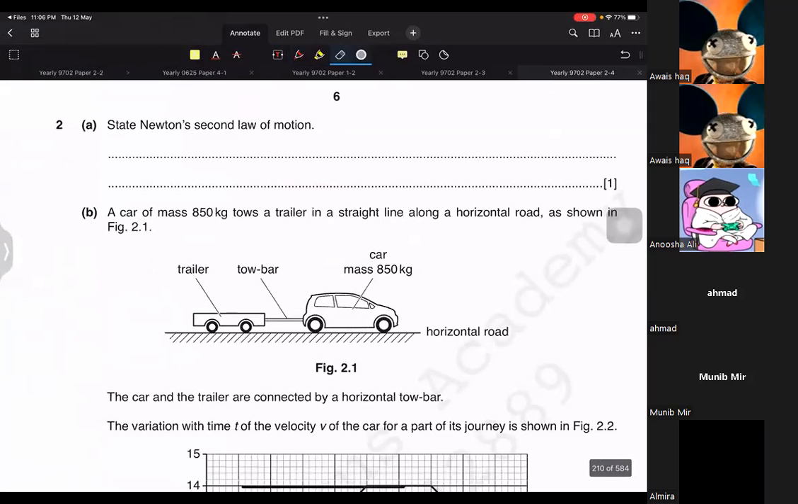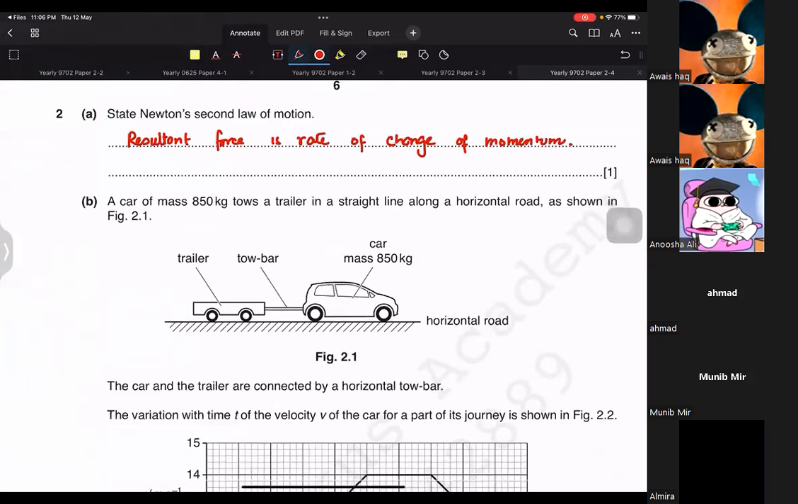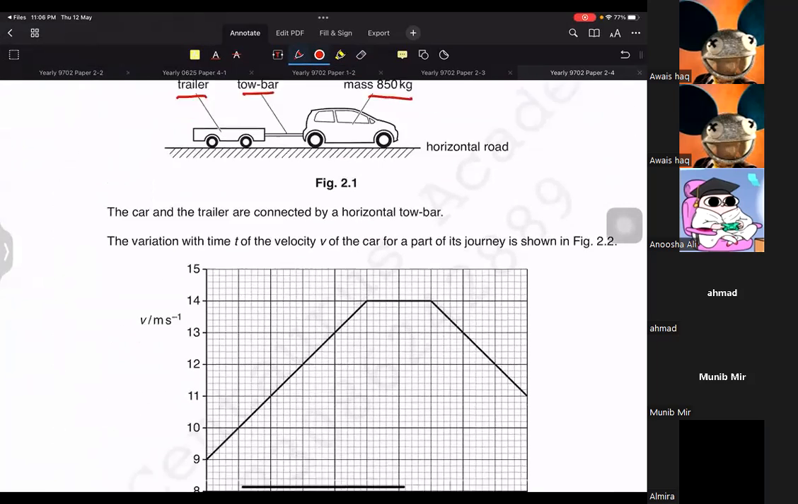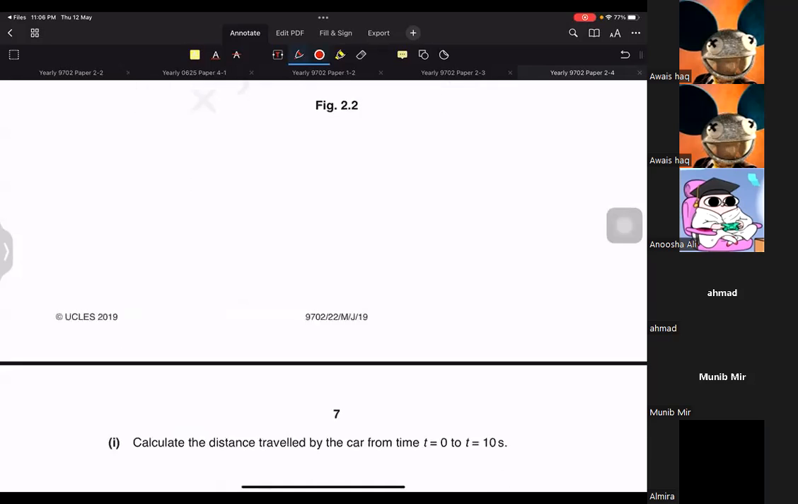Now, state the second law of motion. The second law states that resultant force is the rate of change of momentum. Please don't write F equals MA, that's not the definition. Okay, so there's a tow bar, there's a trailer, and a mass, fine. And they have given a variation, that's great.